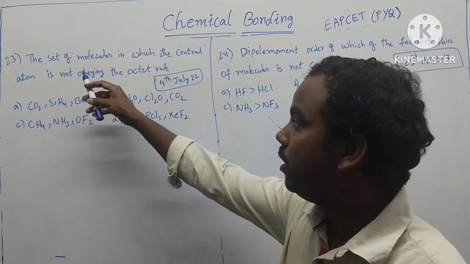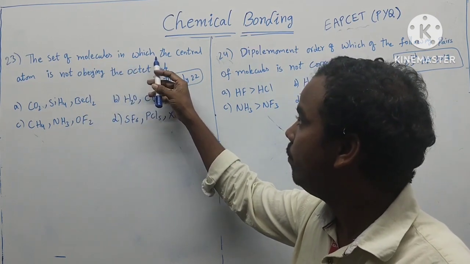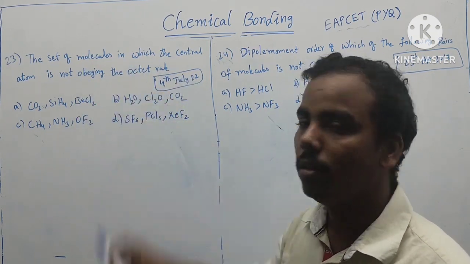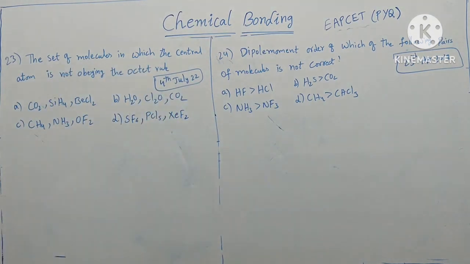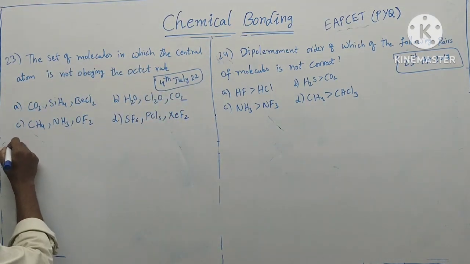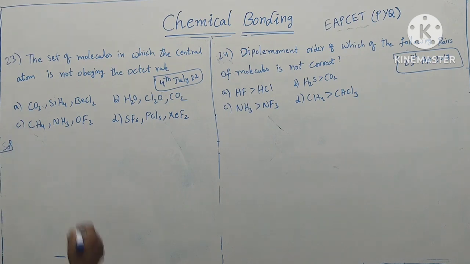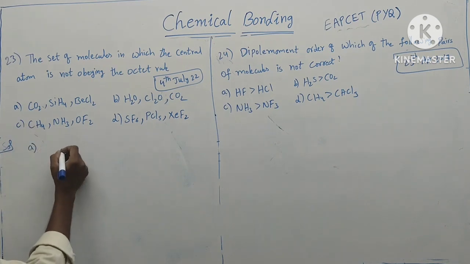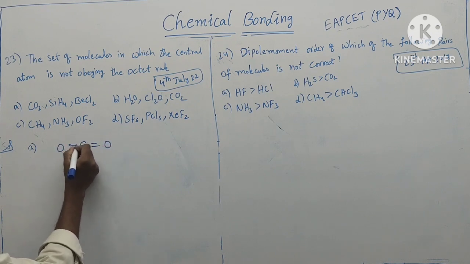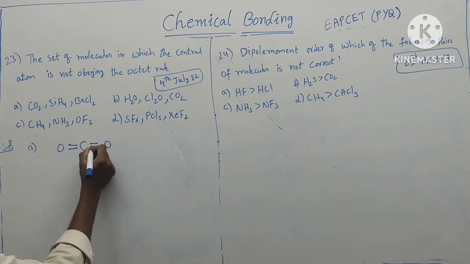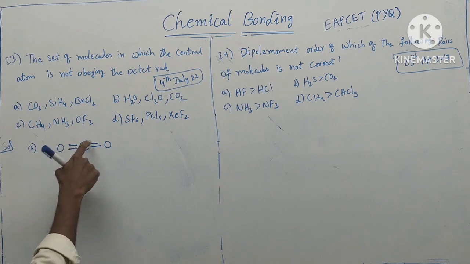Okay, next question. The set of molecules in which the central atom does not obey the octet rule. So which one does not obey the octet rule? For example, if you take CO2, C double bond O, double bond O. The central atom, how many electrons are present? 1, 2, 3, 4, 5, 6, 7, 8.